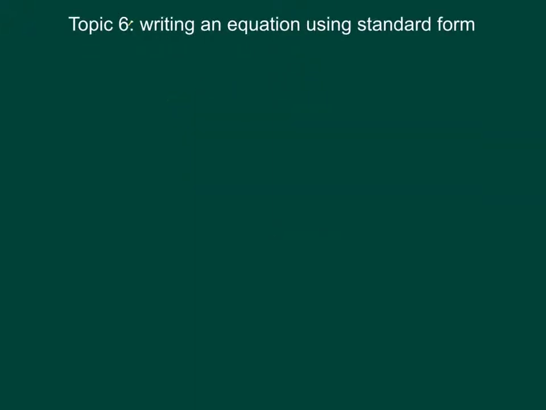So topic 6 is all about writing an equation and putting it into standard form. And remember, standard form looks like ax plus by equals c, where a, b, and c are just whole numbers. And this form is really helpful when you just want to find the x and y intercept, or when you have a word problem, it's really easy to start out in this form. So how do we get it to this form?